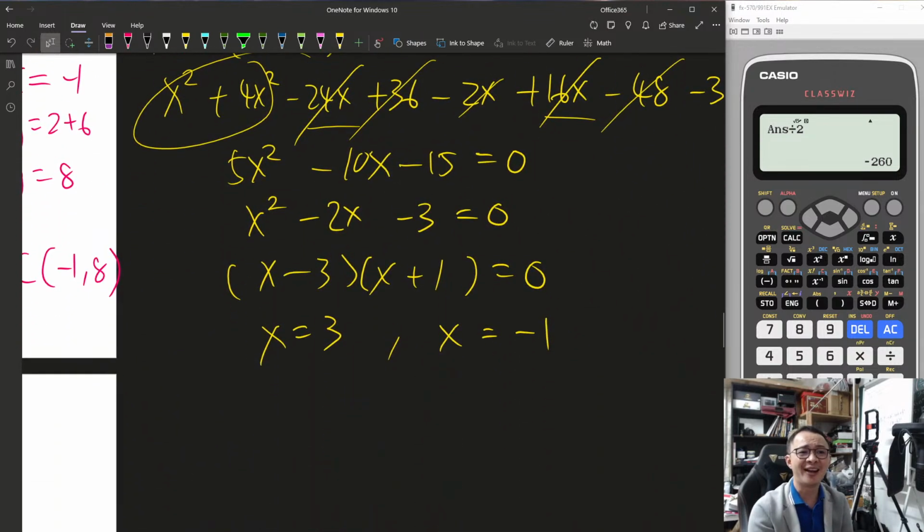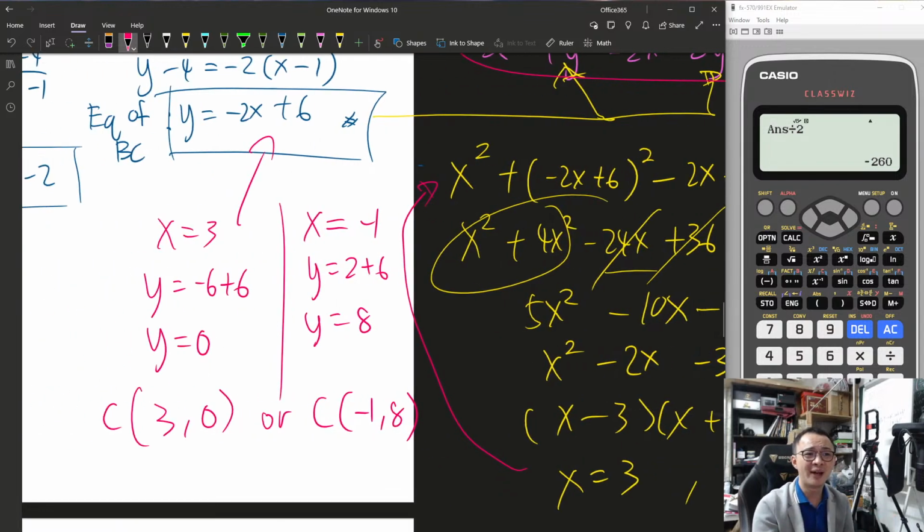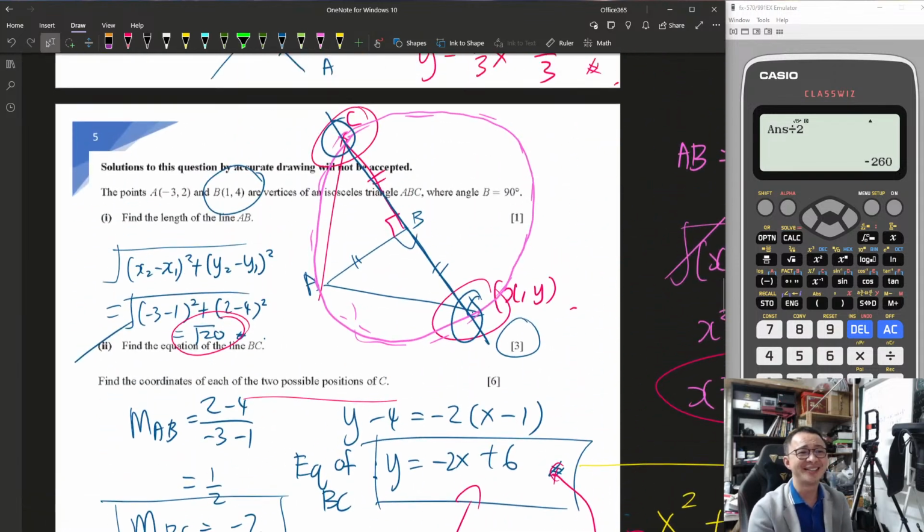Solving until the end, I get two x coordinates. You can substitute these x coordinates into this equation if you want to, but I won't choose the super long equation. So I just plug into the equation of BC, then I get my y coordinates as well. This is how easily I get the two coordinates.